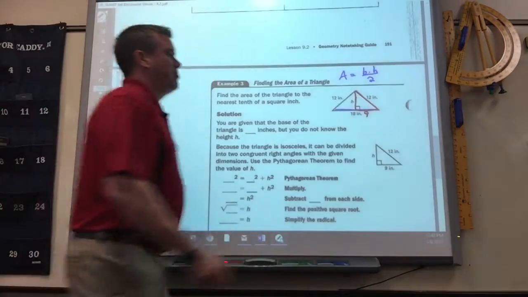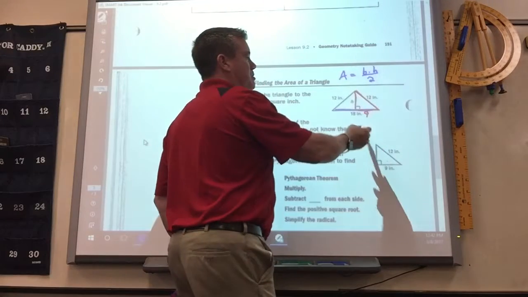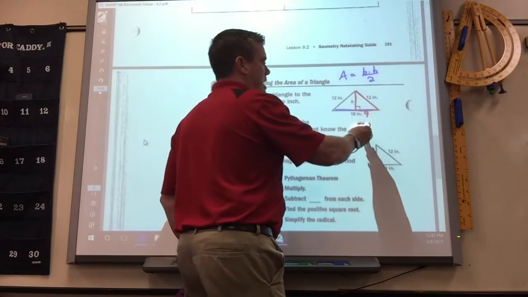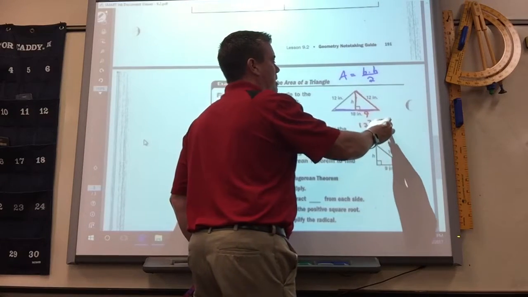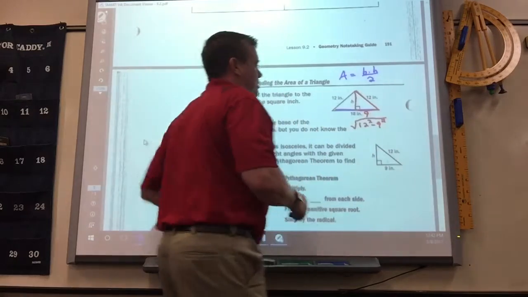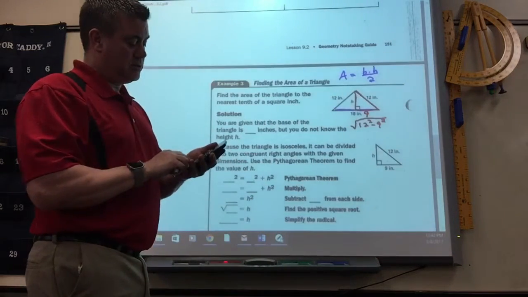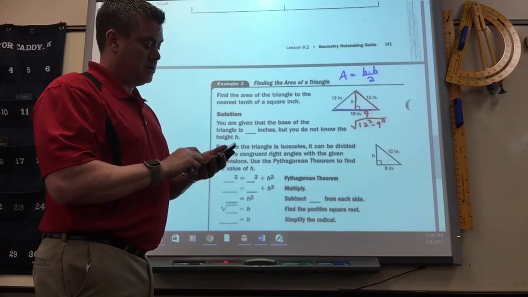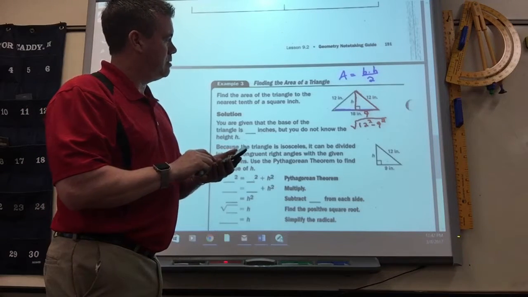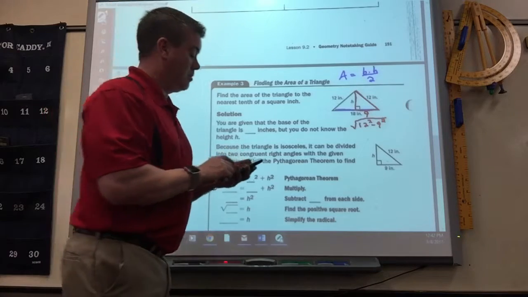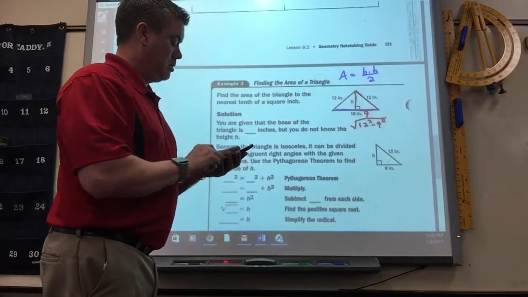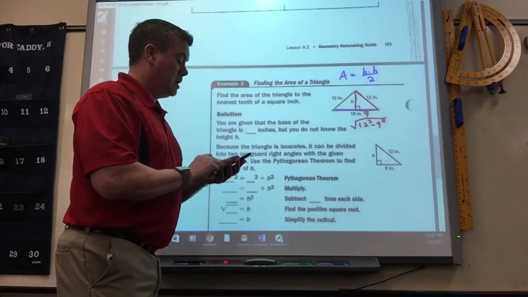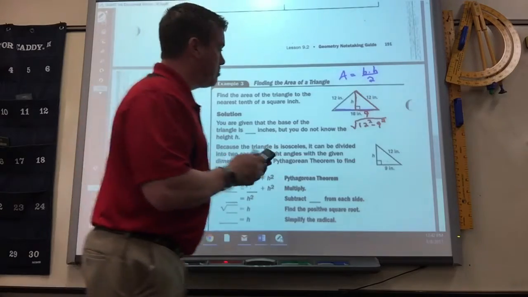Do you add them or subtract them? Subtract. 12 squared minus 9 squared, and you square root it. Should be 6. No, that one's rounded. It rounds to 7.9.